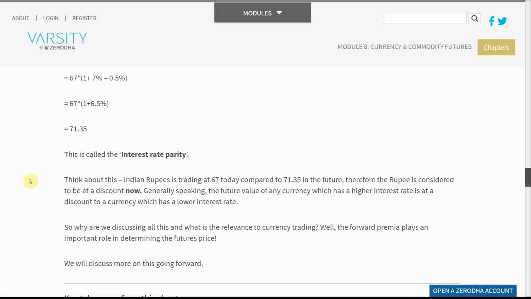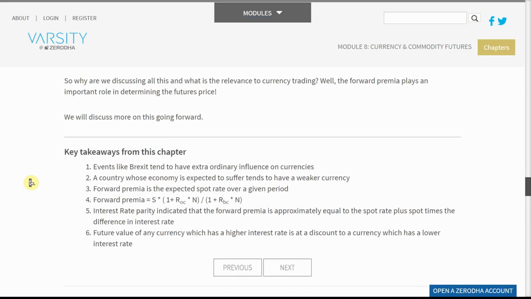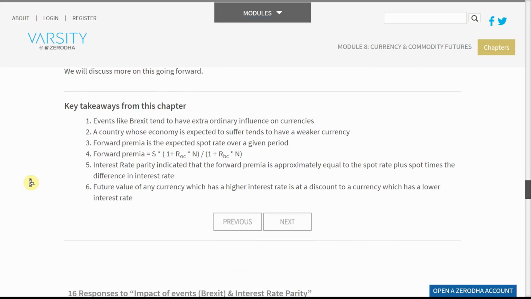Generally speaking, the future value of any currency which has a higher interest rate is at a discount to a currency which has a lower interest rate. So why are we discussing all this, and what is the relevance to currency trading? Well, the forward premia plays an important role in determining the future's price. We will discuss more on this going forward.